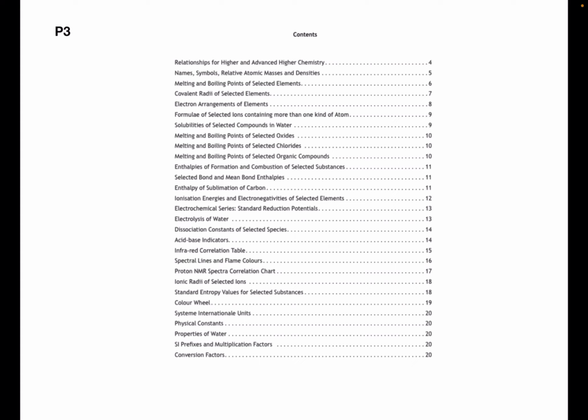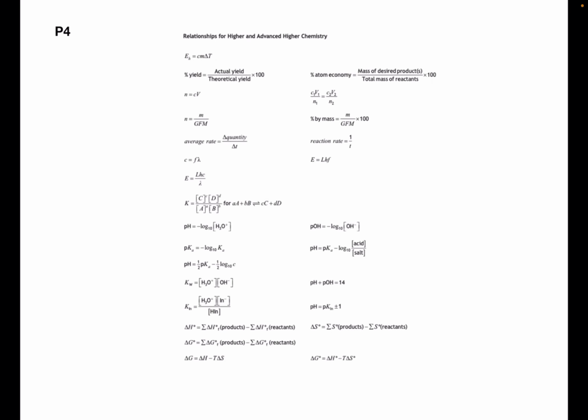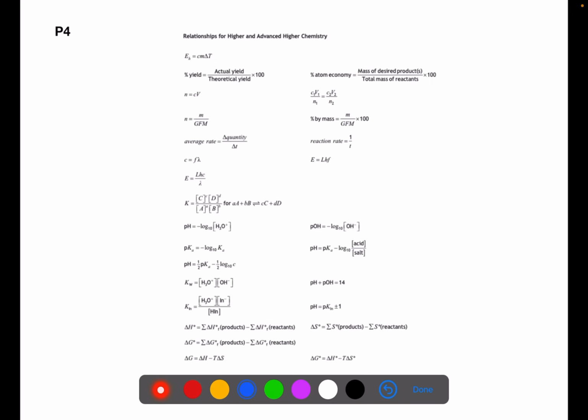You are now at the stage where you will need to use every page of your databook, so please become familiar with what is in the databook. On page 4, you have the relationships for both higher and advanced higher.